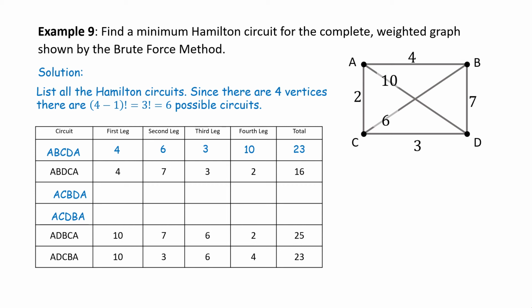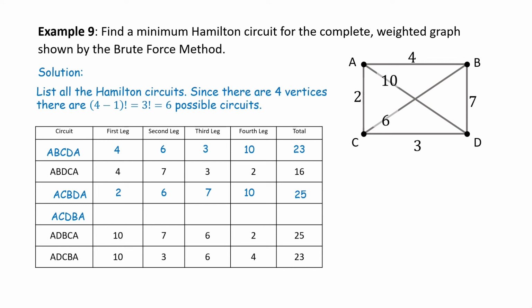So from A to C, that length is 2. From C to B, that weight is 6. From B to D, that weight is 7. And D back to A, that weight is 10. And the sum is 25.